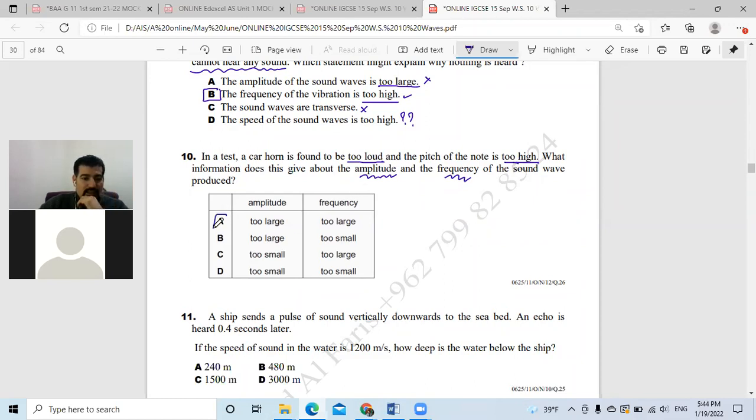It's A. Thank you. It's too large because it's loud and too high. So loud means the amplitude is high, and too high a note means the frequency also is too large. So the answer is A.